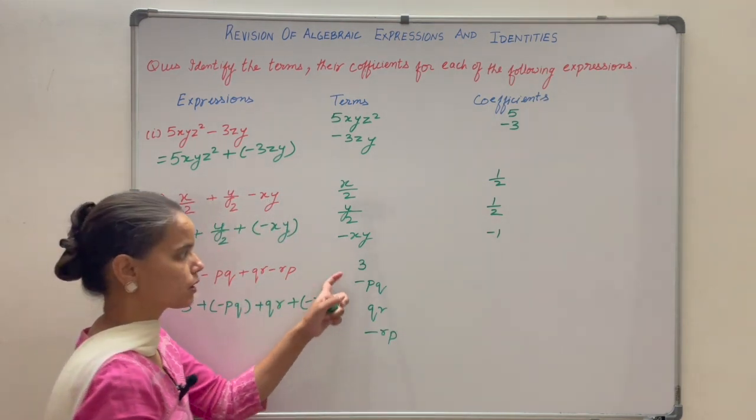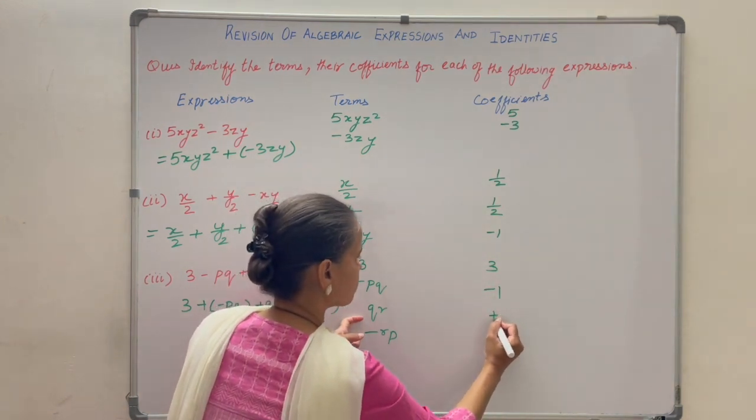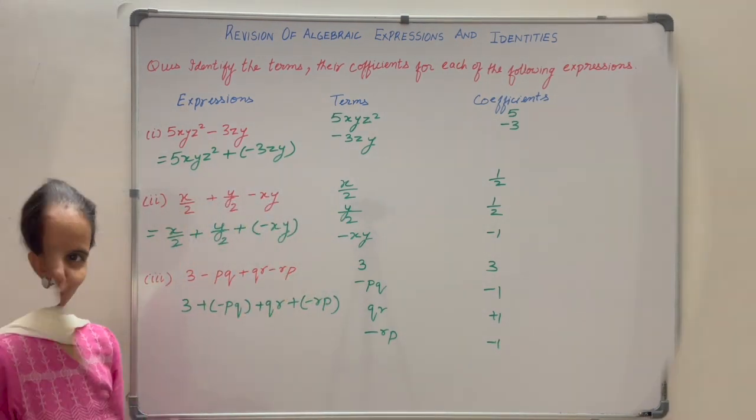So what are the coefficients here for this? It is 3, this minus 1, plus 1, minus 1. So this is how we do this question.